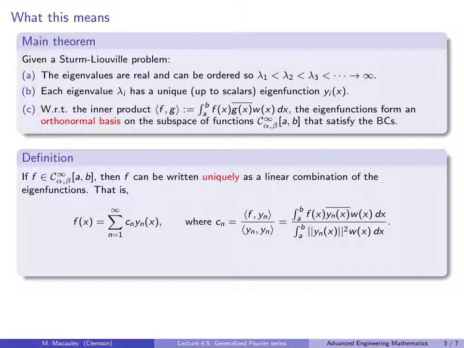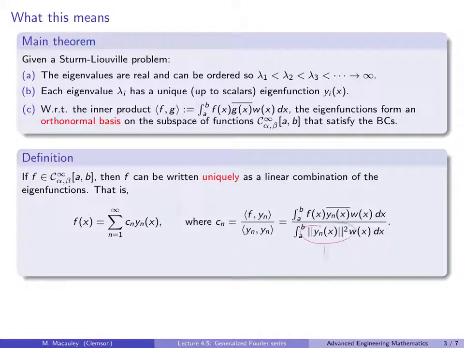So another way to write this formula is with an integral using our definition of an inner product. It's the integral from a to b, f of x, yn of x bar, w of x dx. That's the integral of f and yn. And then on the bottom, we have the integral from a to b.